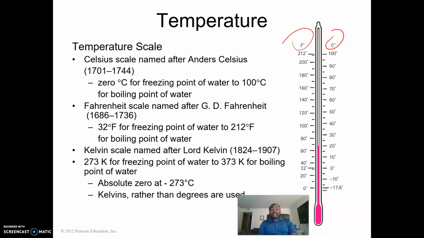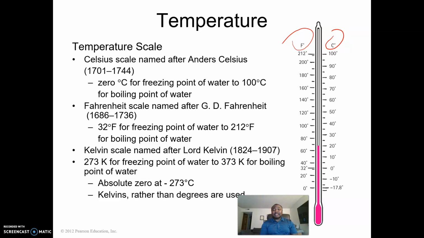The Celsius scale came about in the 1700s by Anders Celsius, and it has a freezing point of 0 degrees and a boiling point of 100 degrees. When I say freezing point, I'm talking about the point where liquid water turns to ice, which is 0 degrees. And we have the boiling point where liquid water turns into gas, which is 100 degrees.